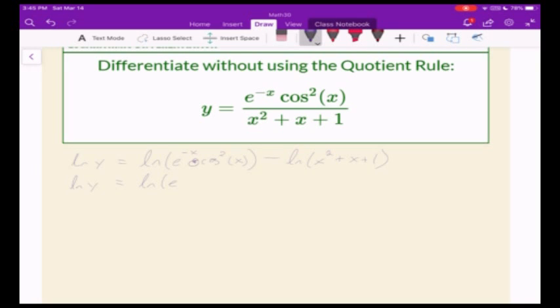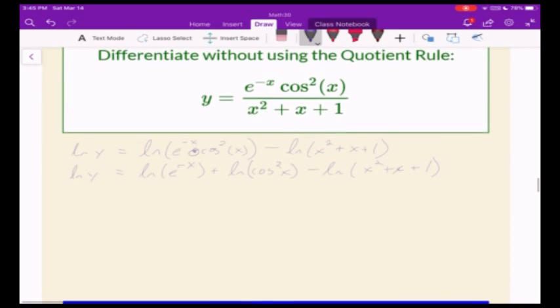Now I'm multiplying two functions in here, so really I can write it this way. Using log rules, I can split these up into two different logs, adding them: e to the negative x plus natural log of cosine squared of x, minus natural log of x squared plus x plus 1. All right, so this is looking a little easier.